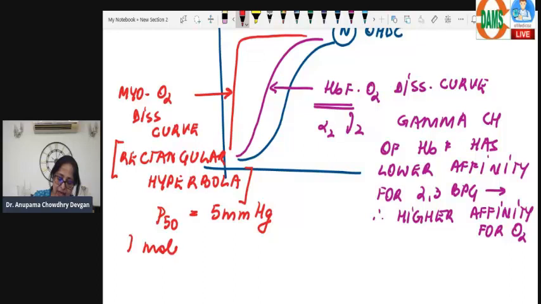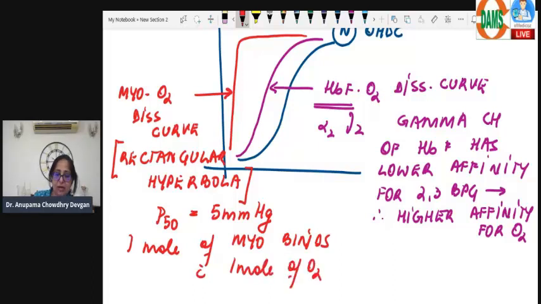Last point for today. 1 mole of myoglobin binds with 1 mole of oxygen. Where is myoglobin present? Muscles. This is a storehouse of oxygen. Very high affinity of myoglobin for oxygen. What is the P50 for myoglobin? Just 5. At a PO2 of 5, myoglobin is 50% saturated. 1 mole of myoglobin binds with 1 mole of oxygen.